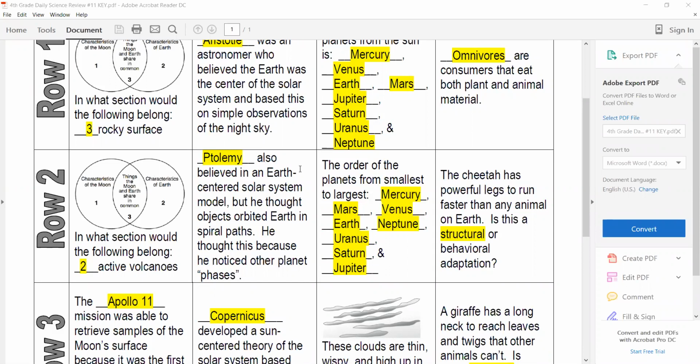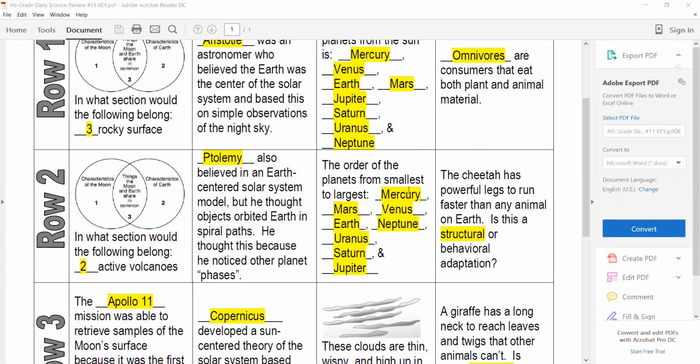Ptolemy, he also believed the Earth was the center of the solar system, but he also thought objects orbited Earth in spiral paths. He thought this because he noticed other planet phases. So he was kind of noticing some more things, still not quite there. He still believed the Earth was the center, but he's making more observations than Aristotle was.